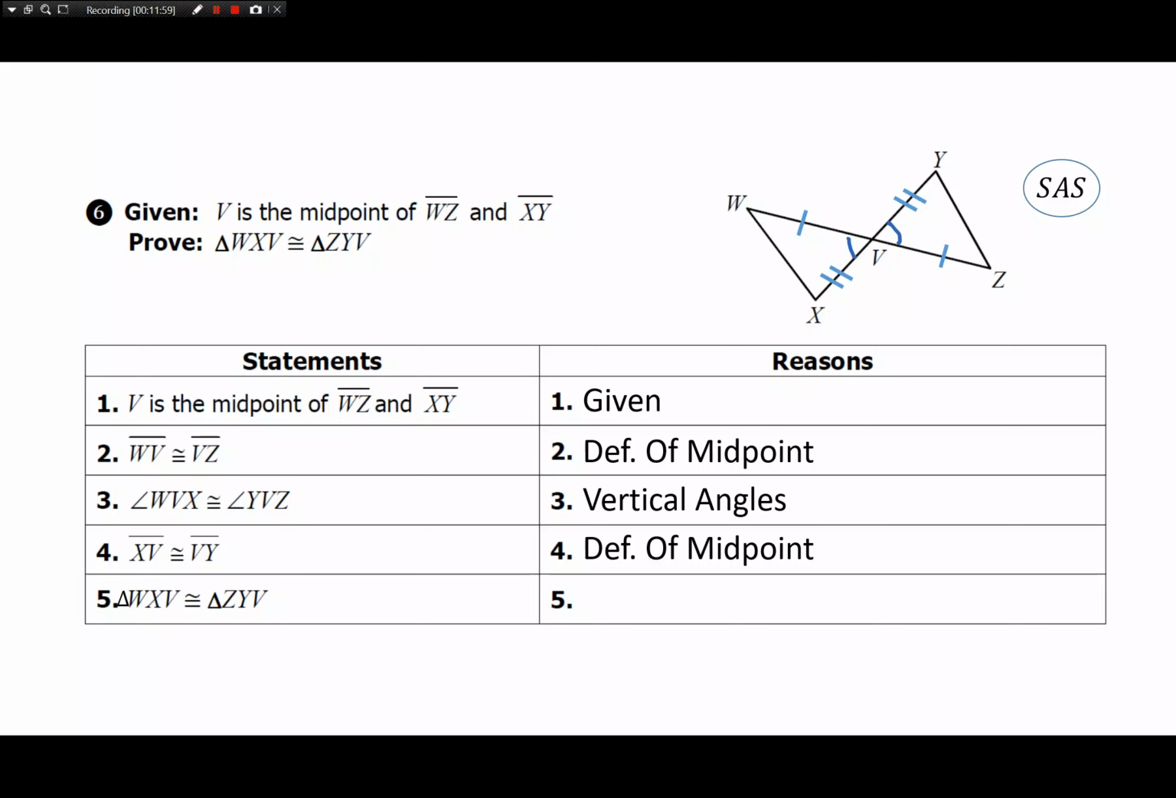We have statement 2 giving us the side, statement 3 giving us the angle, and statement 4 giving us the other side. So we have all three parts for side, angle, side. The triangle WXV is congruent to triangle ZYV by side, angle, side.